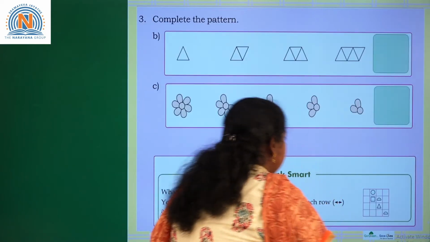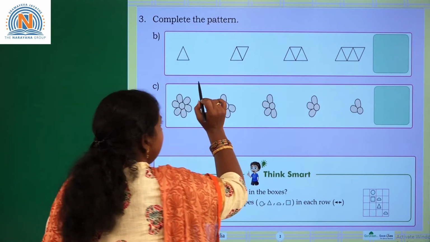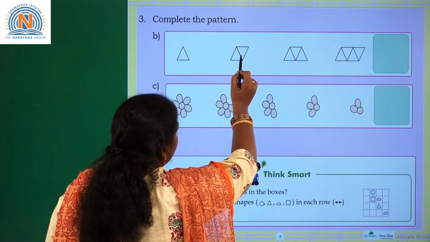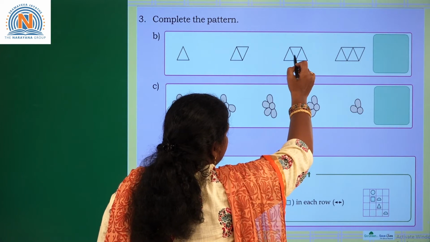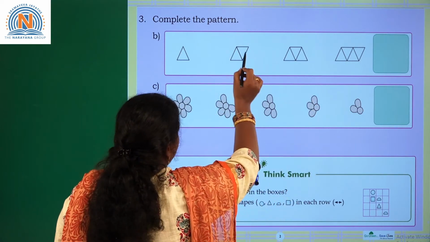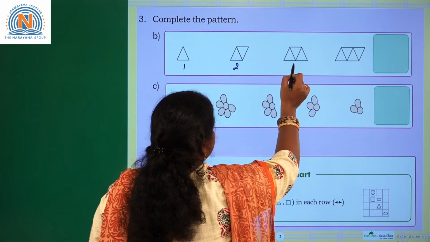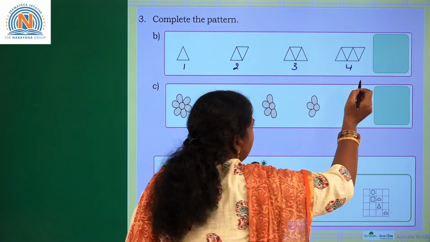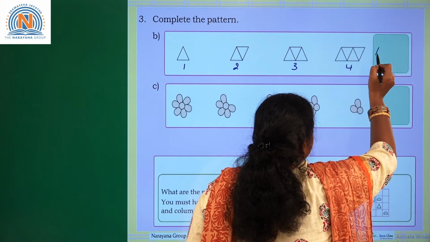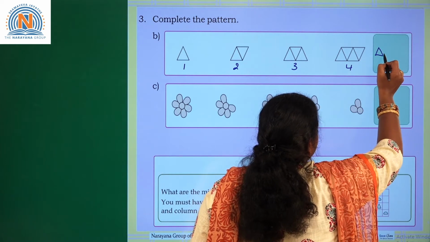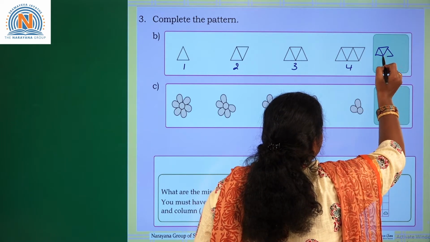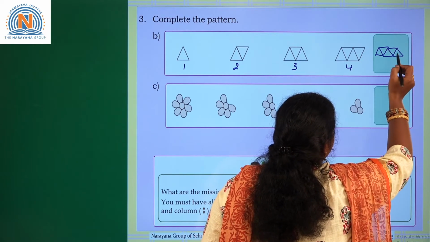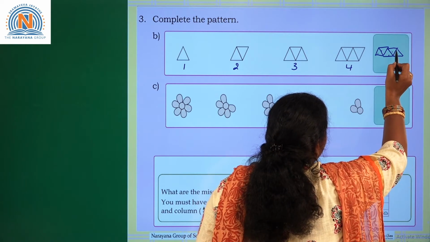And the next question is, complete the pattern. Here if you observe, triangle is there and for that you have added one more triangle. In the next pattern one more was added. 1, 2 are there and here 3 triangles and here 1, 2, 3, 4 triangles. Now we need to add one more. Then 5 triangles will be there, right? 1, 2, 3, 4 and then 5. So how many are there? 1, 2, 3, 4, 5.